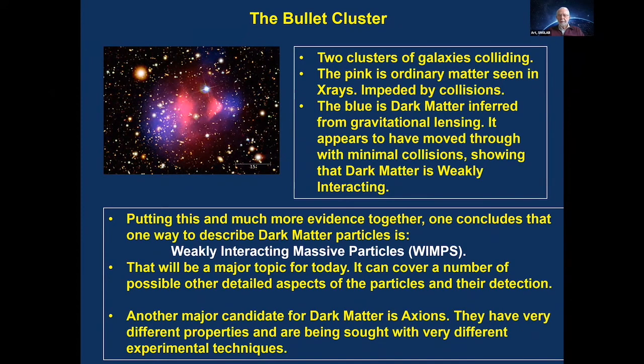So overall, putting all this evidence together, one concludes that at least one way to describe dark matter is in the form of particles that are weakly interacting and are massive. Massive comes from their influence on how material forms in the formation of galaxies and so on. So weakly interacting massive particles, or WIMPs. And scientists have a certain sense of whimsy, and WIMPs is a fun term to use. So that's a major topic for today.